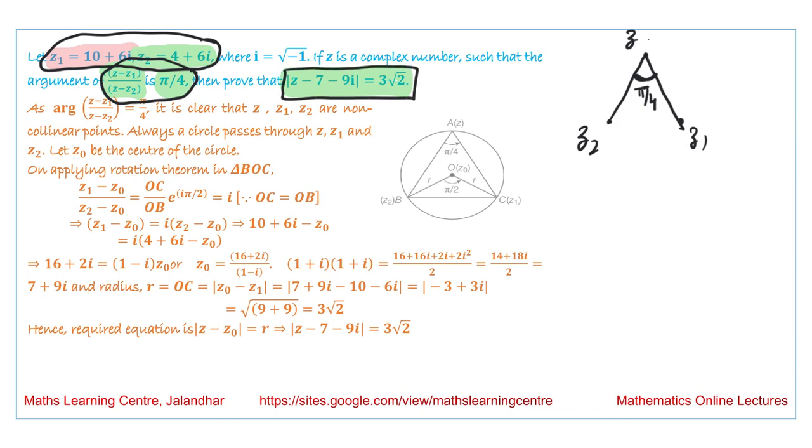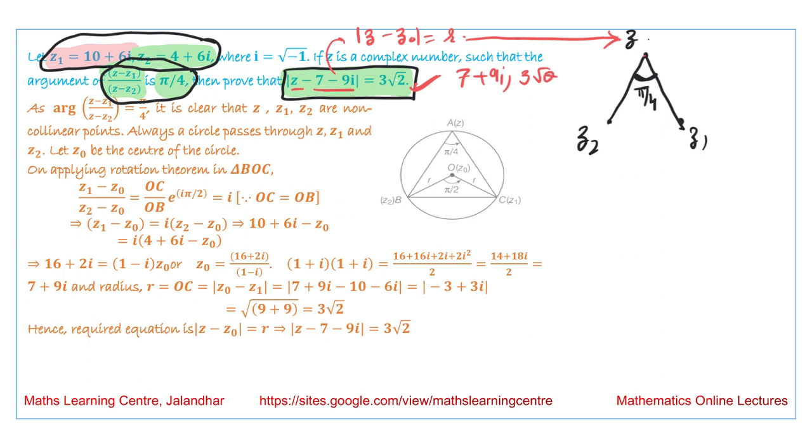This result we can write in the form of mod of z minus z0 is equal to r. So this represents the equation of a circle. What we have to prove is that the locus of this point z is basically a circle whose center is 7 plus 9i and whose radius is equal to 3 root 2.